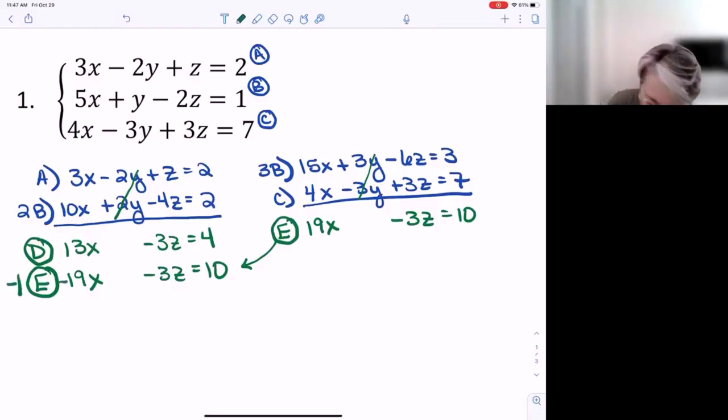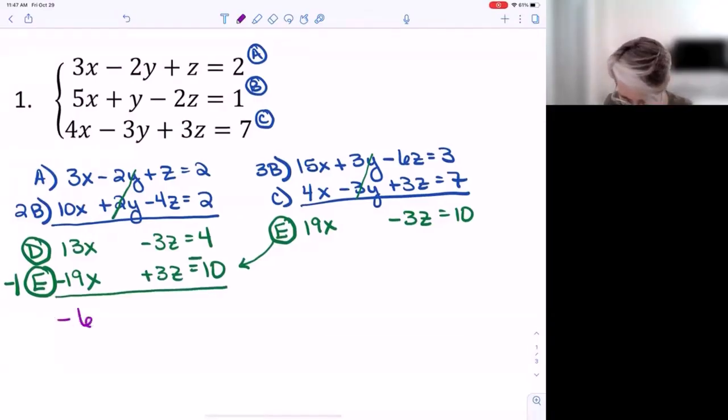That will give me a negative 19x, a positive 3z, and a negative 10. So when I combine those equations, we now have a negative 6x. Our z's add up to 0, equaling a negative 6. When we divide both sides by negative 6, we get x equals a positive 1.